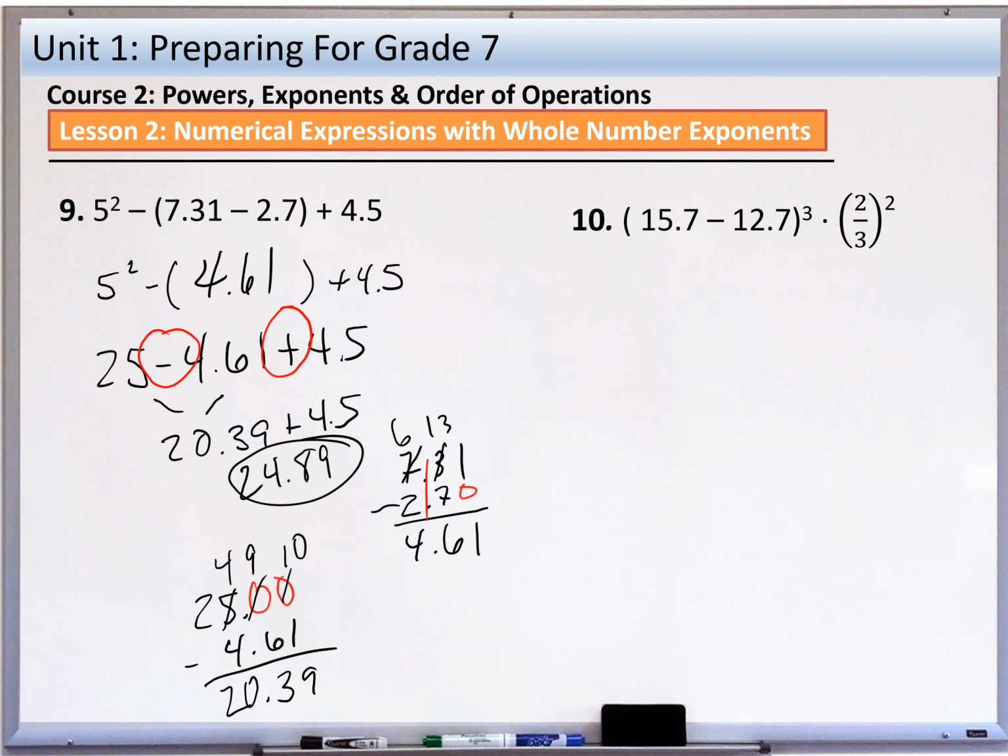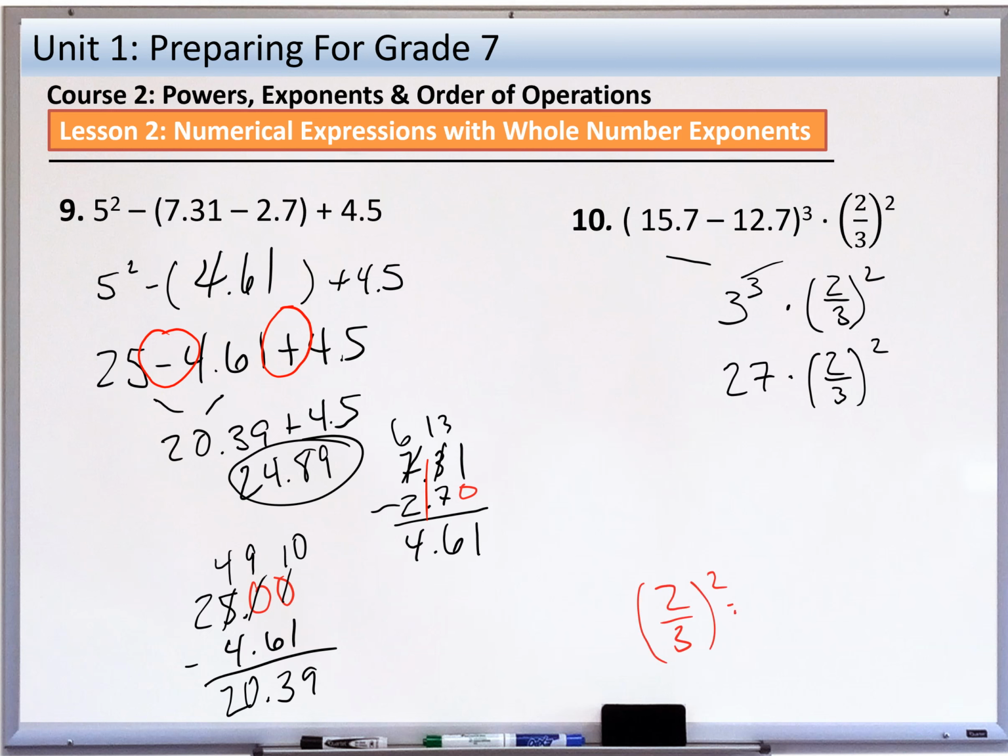All right, number 10, last one. Parentheses first. 15 and 7/10 minus 12 and 7/10 leaves me 3, but I have to raise it to the power of 3. And when I'm done, I multiply that by 2/3 to the power of 2. 3 to the power of 3 is 27. 2/3 squared, remember, is 2/3 times 2/3, which is 4/9. So I'm multiplying 27 times 4/9. I can simplify before I multiply. By 9, 3 times 4 gives me 12.